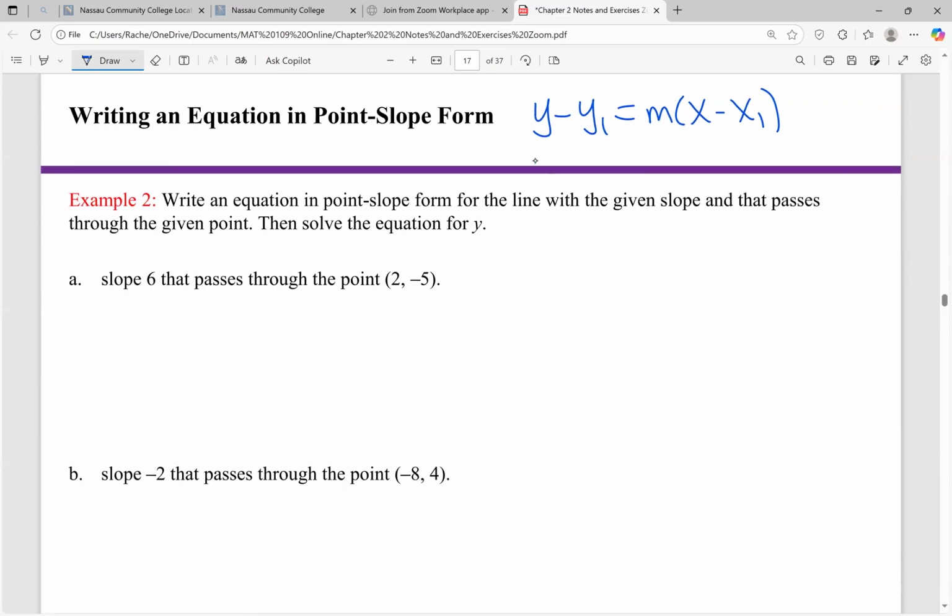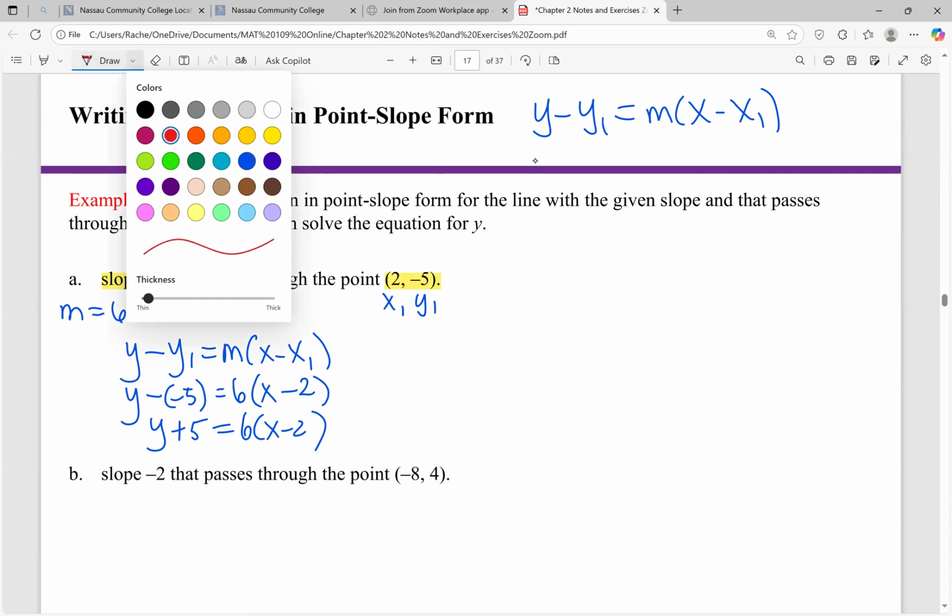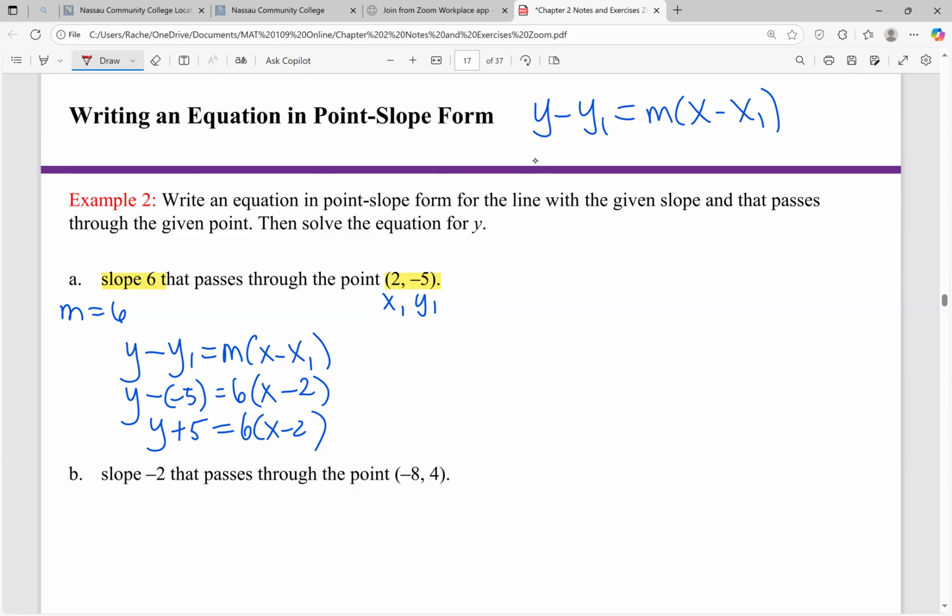So look at A. We have a slope of 6, so m is equal to 6. And it's going to pass through the point 2, -5. So we're given a point, and I'm going to call it x1, y1. So now I'm going to plug into my formula. We have y minus y1 is going to be equal to m times x minus x1. So we're going to have y minus y1, which is -5, is equal to m, which is 6, times x minus x1, which is 2. Just to rewrite y minus a -5, we write that as y plus 5 is equal to 6 times x minus 2. So if we leave it as is, this here is the point slope form.